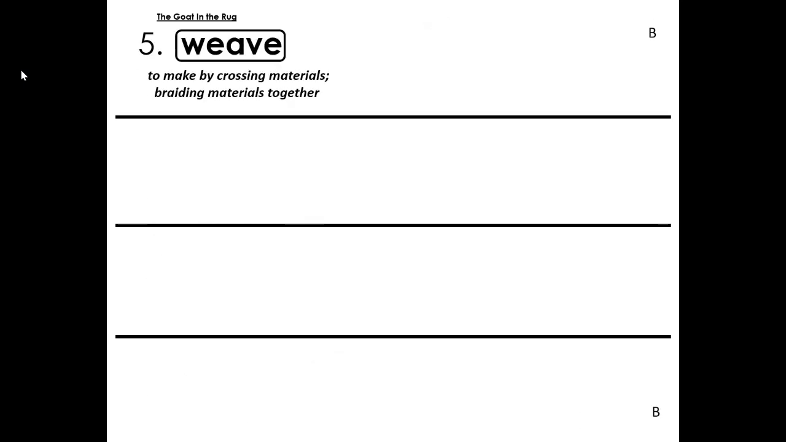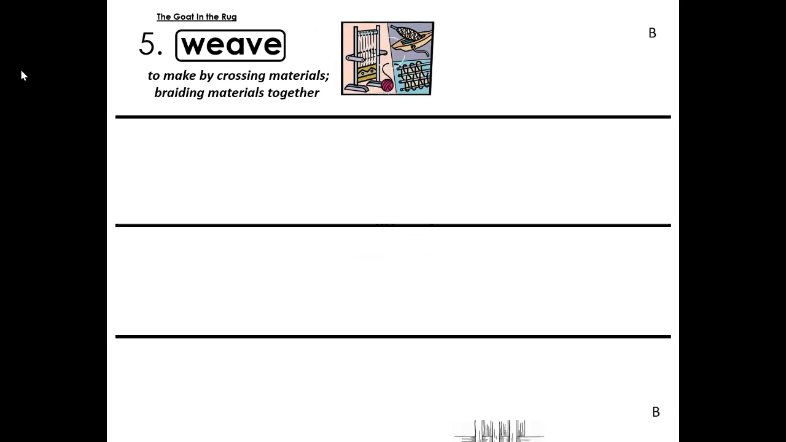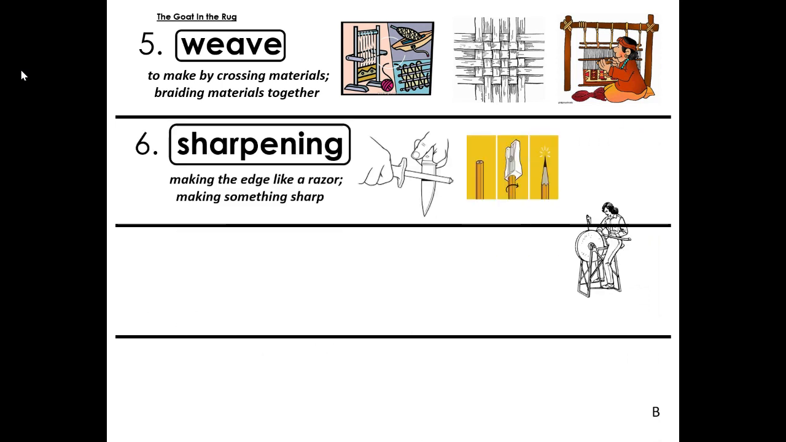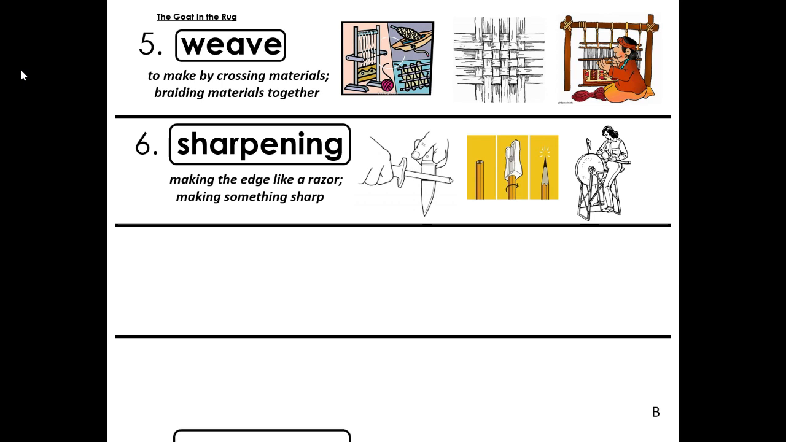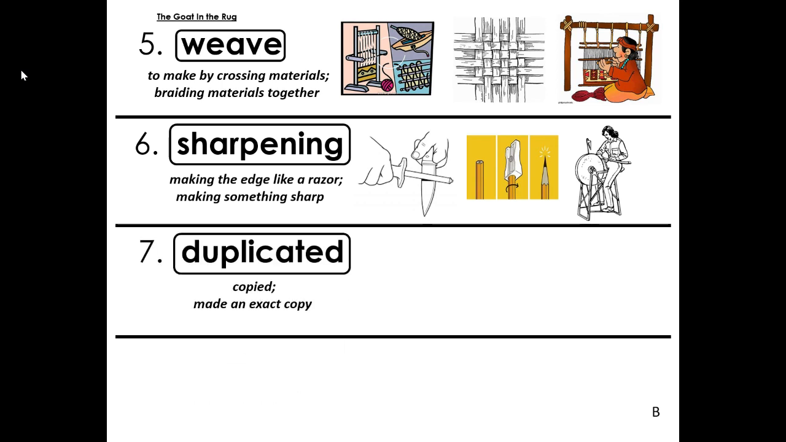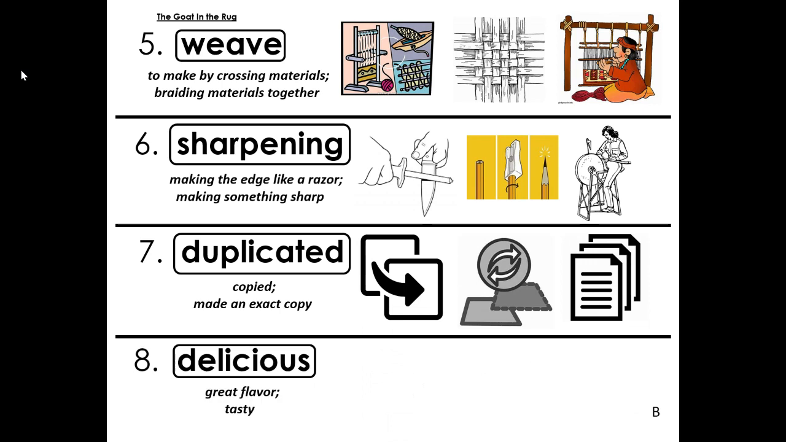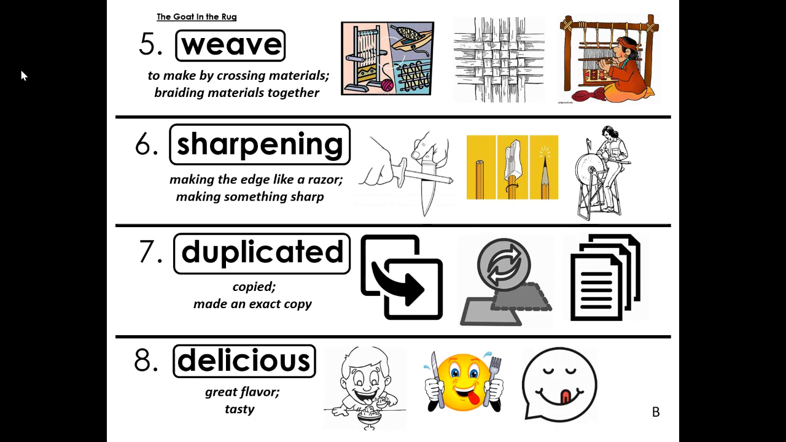Number five, weave, to make by crossing materials, braiding materials together, weave. Number six, sharpening, making the edge like a razor, making something sharp, sharpening. Number seven, duplicated, copied, made an exact copy, duplicated. Number eight, delicious, great flavor, tasty, delicious.